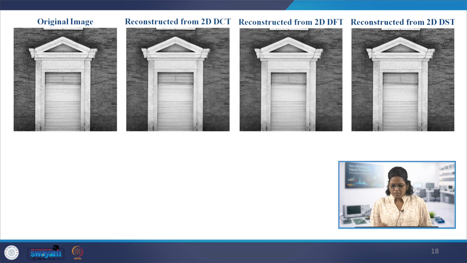So this part is just to show that the transforms we have learned can be applied to change the image into the transform domain and from the transform domain back to the image.